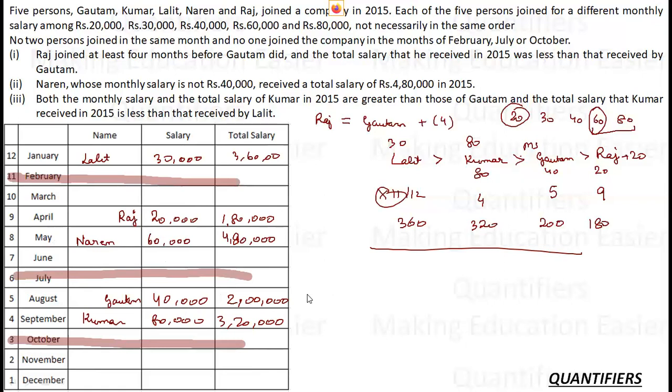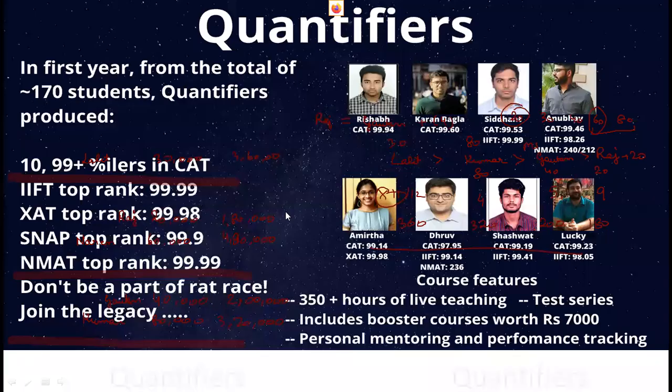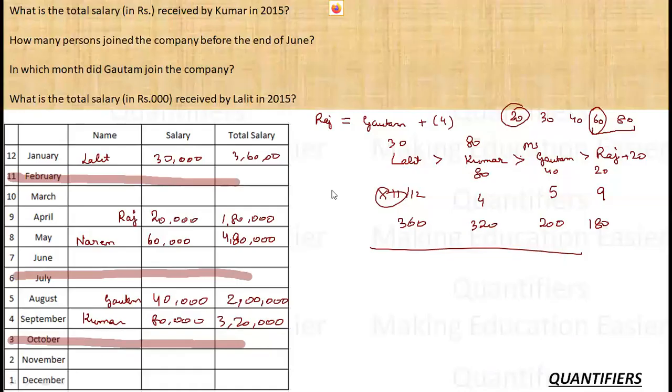Now let's see what the questions are. What is the total salary received by Kumar? The total salary received by Kumar is 3,20,000. How many persons joined before the end of June? 3 people joined before June. In which month did Gautam join the company? Gautam joined in August. And what is the total salary received by Lalit in 2015? It is 3,60,000.